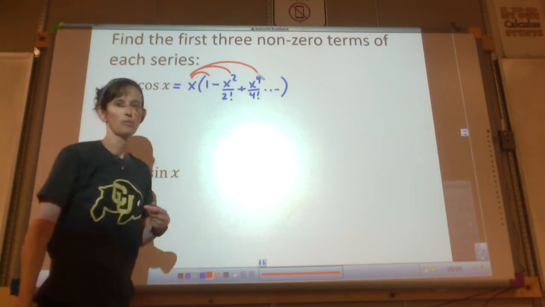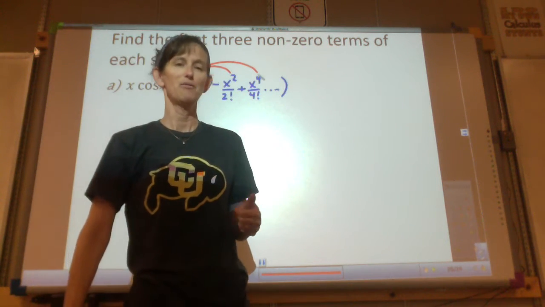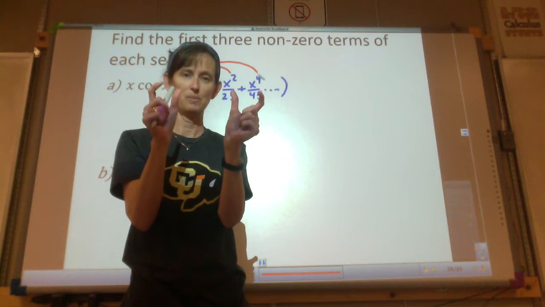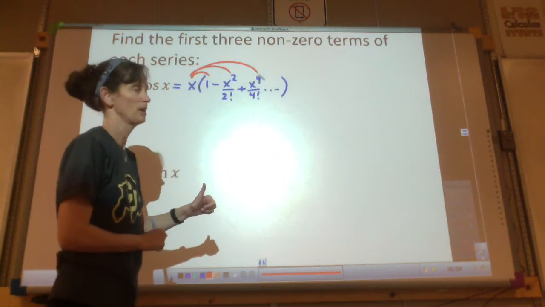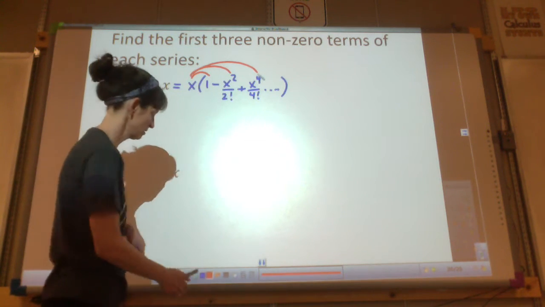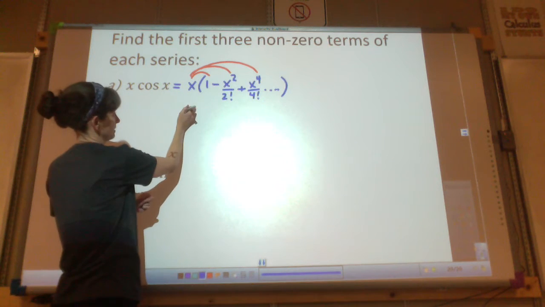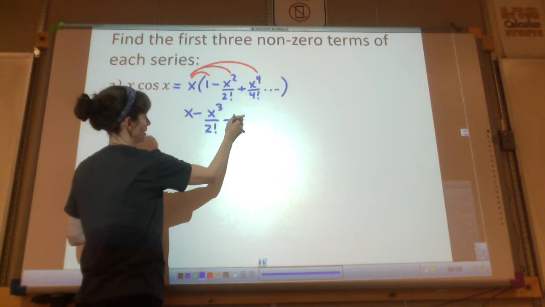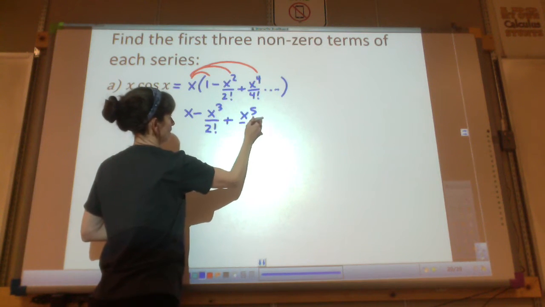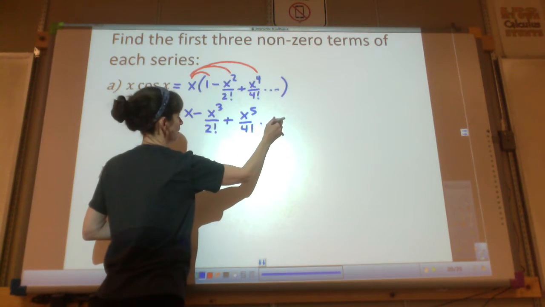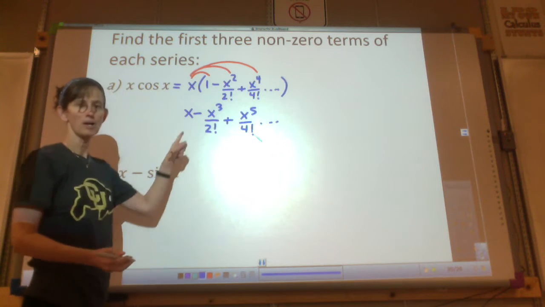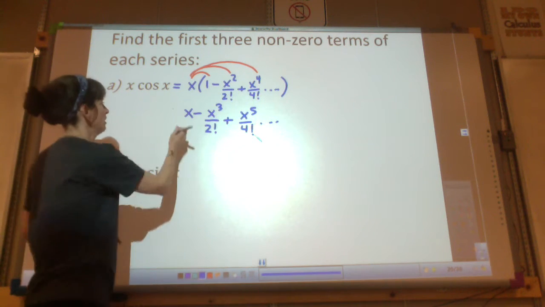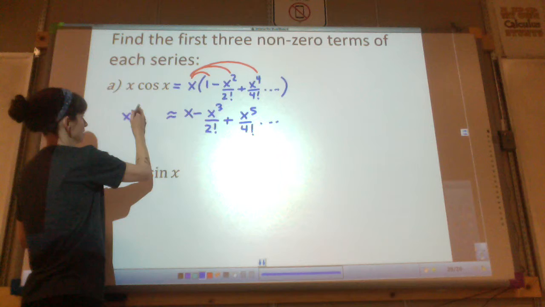And that's a funny thing to say because that is not FOIL. FOIL is when you have 2 terms by 2 terms, but I like to call it FOIL for fun. It's actually the distributive property. So when I distribute my x, I get x minus x cubed over 2 factorial plus x to the 5th over 4 factorial. And this is an approximation, a polynomial approximation for x cosine of x.